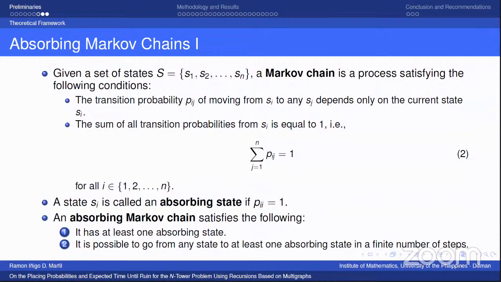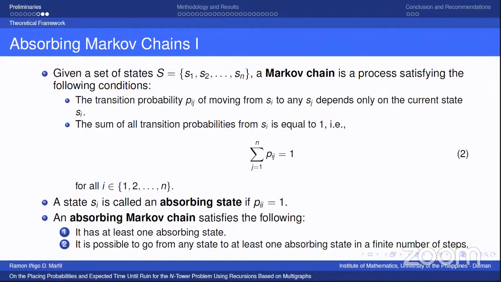Ang titingnan lang natin ay kung saang state siya nanggaling in the previous time step. Okay? So yun lang nagmamatter, yung pinakahuli. Hindi nagmamatter kung ano yung step before that or yung step 2 units of time before that. Okay? Sunod, the sum of all transition probabilities from S sub i is equal to 1. That is summation of P sub ij with j ranging from 1 to n is equal to 1. And meron din tayong tinatawag na absorbing state para sa Markov chain.